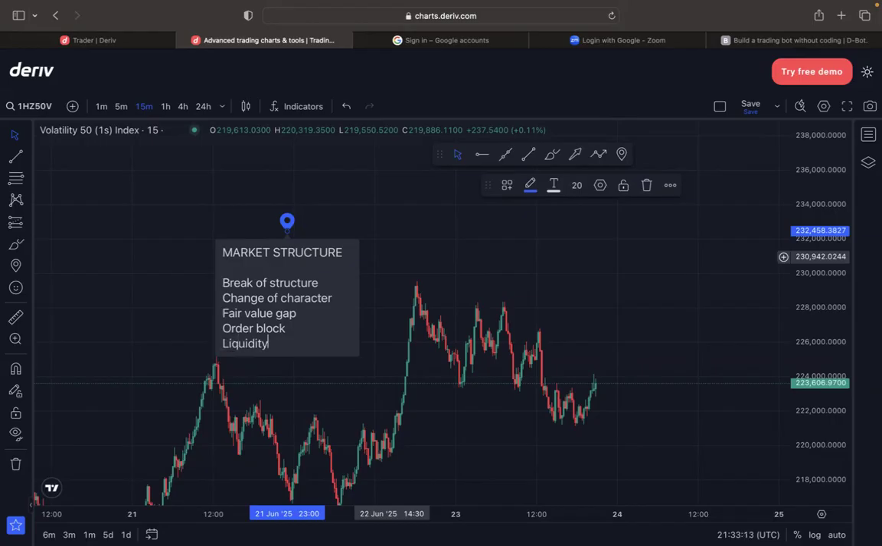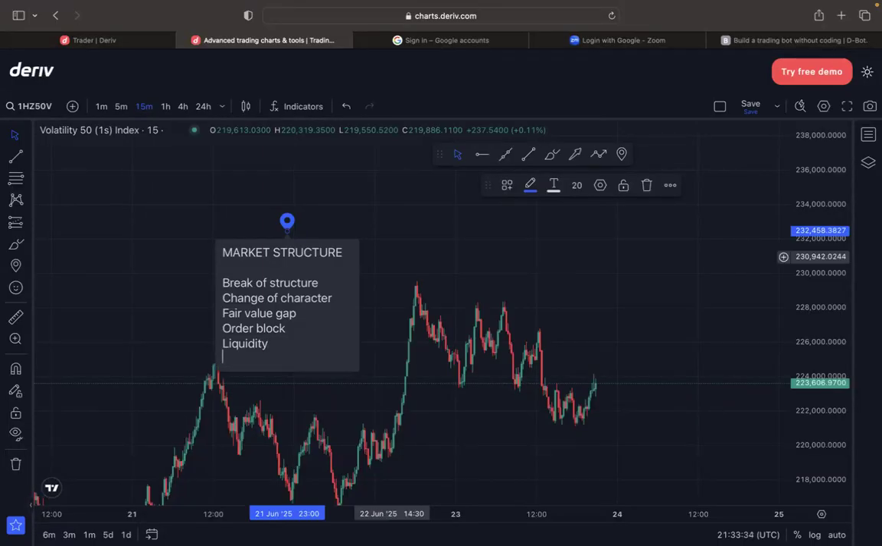Then once you understand all this, we need to understand all this individually and then bring them together. We need to understand market structure, of course, just simply the movement of markets. And then under market structure, we need to understand what break of structure is, change of character, what fair value gap is, what order block is, and what liquidity is.